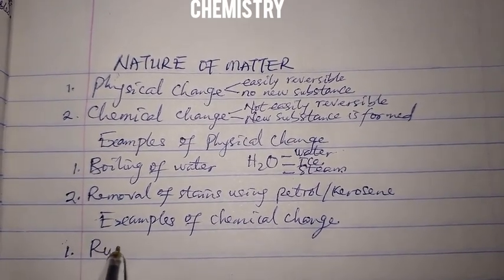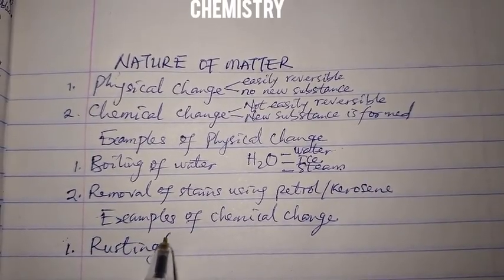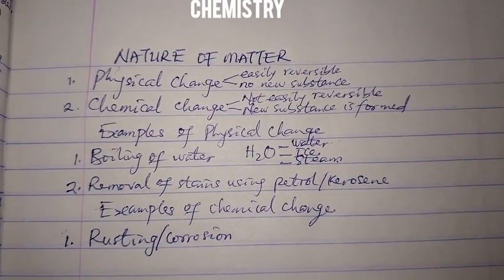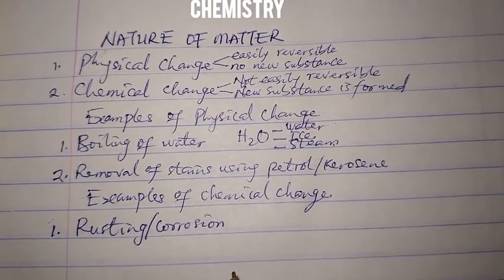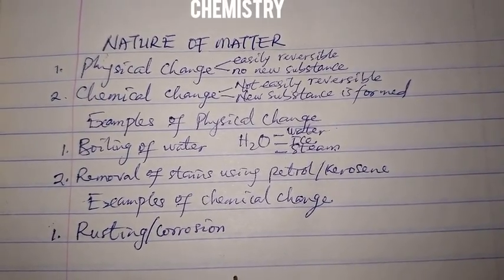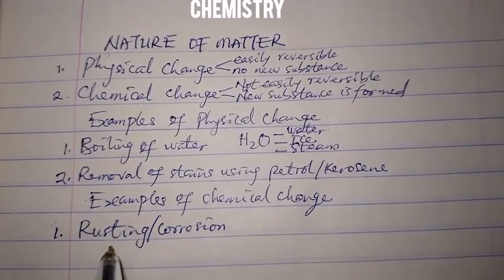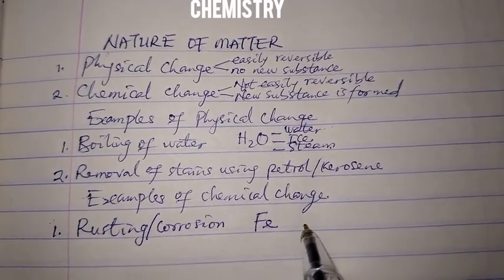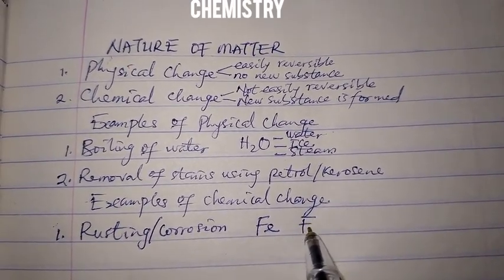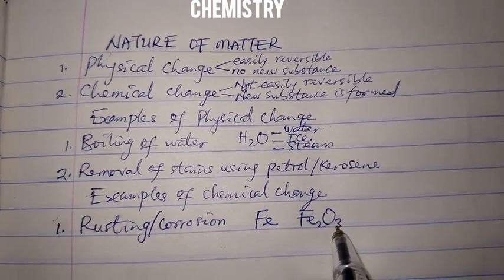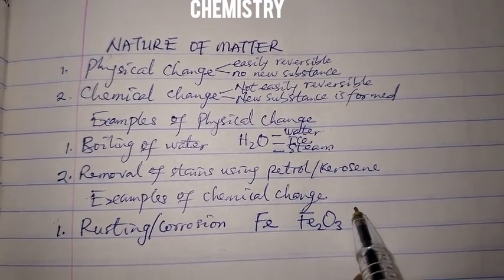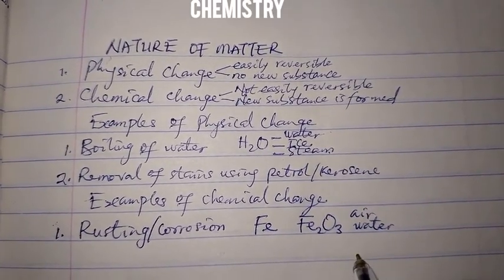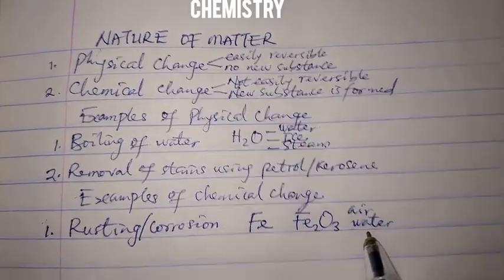For example, number one, rusting, or I can say corrosion. Corrosion is the general name. When a metal is exposed to air in the presence of water and it changes form, you call it corrosion. When it happens to iron, you call it rusting. Is that not so? Rusting is a process in which a pure iron is converted to iron 3 oxide in the presence of air and water. So this is the cause of rusting. All right, there must be air and there must be water for rusting to take place.